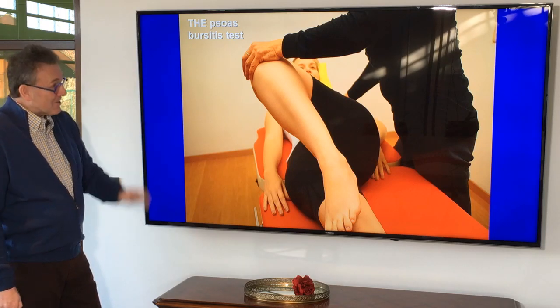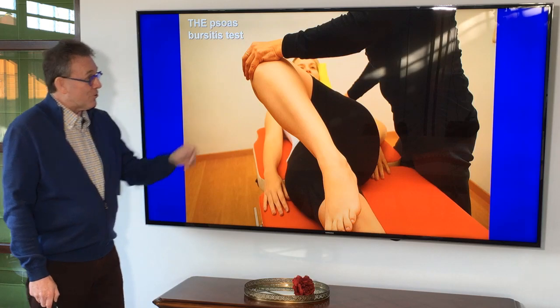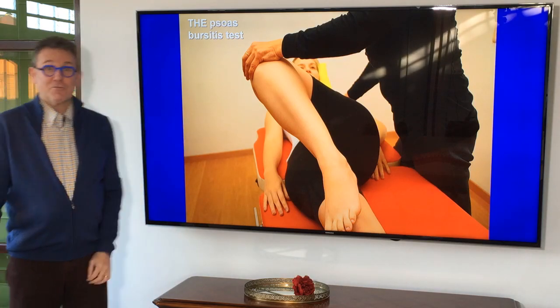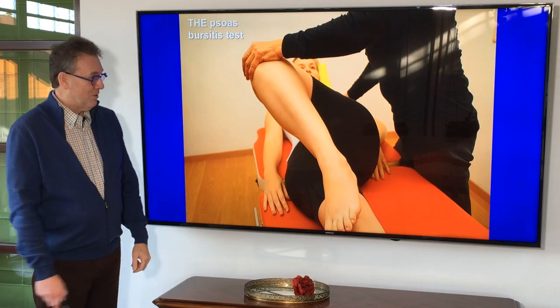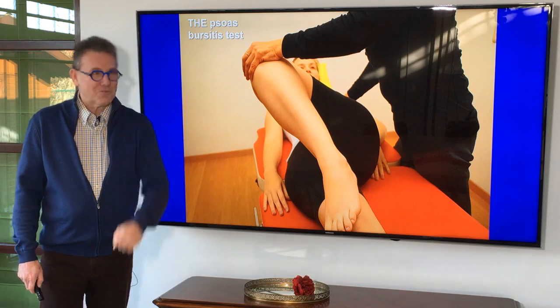One extra test, flexion and adduction. This is the major positive test if the patient has a psoas bursitis. But about bursitis we have a separate film.